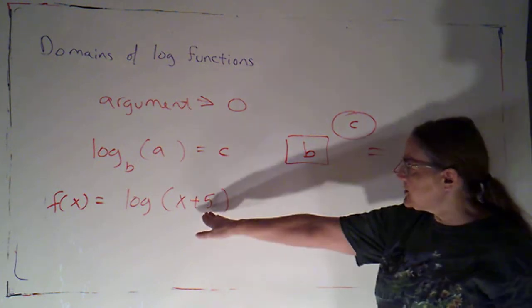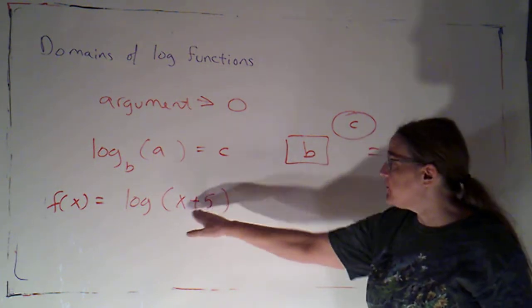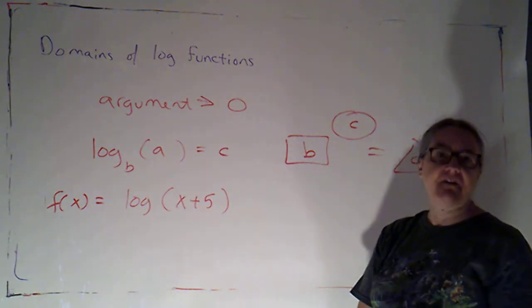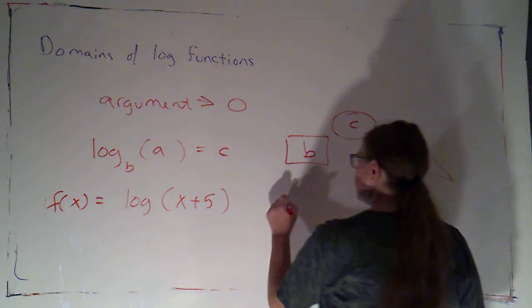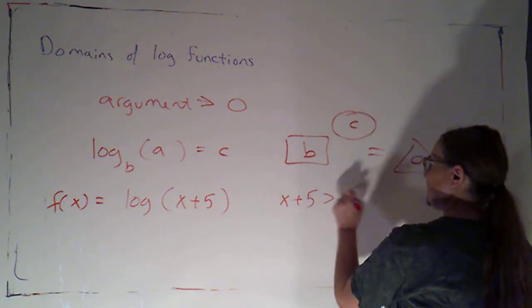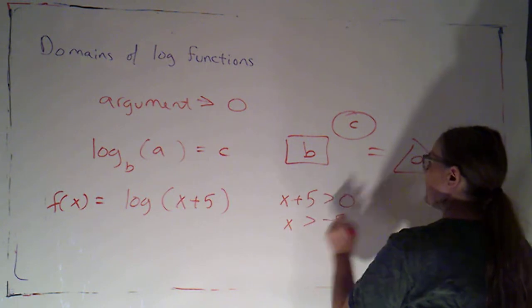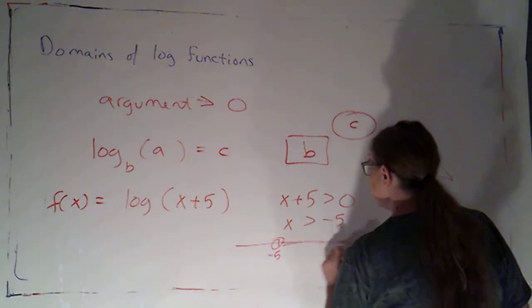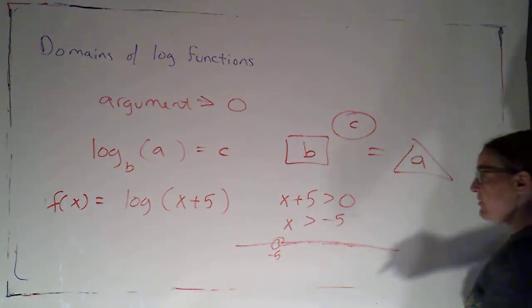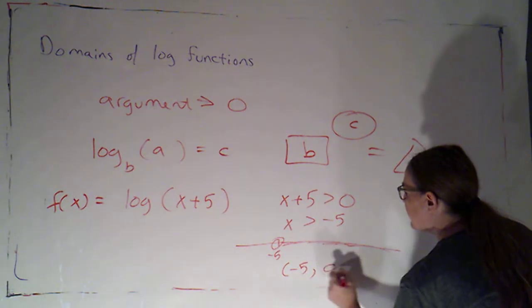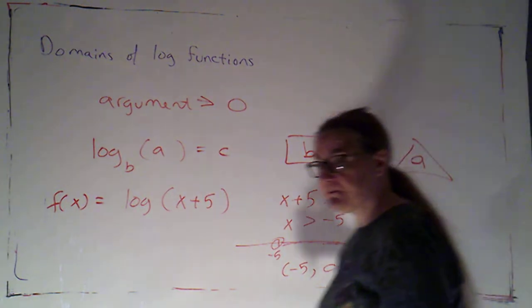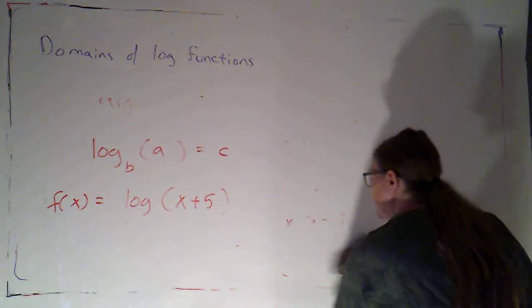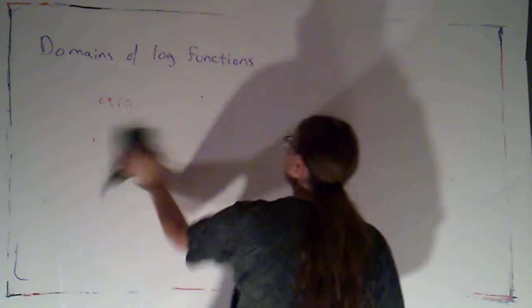Okay. So I can sort of understand this one graphically, because I know that adding 5 before we plug into the log is actually just shifting things 5 units to the left. But I would just solve this algebraically. x plus 5 has to be bigger than 0, so x has to be bigger than negative 5. Okay. If I were to graph that on a number line, it looks like so. And so my domain is everything from negative 5 to infinity.